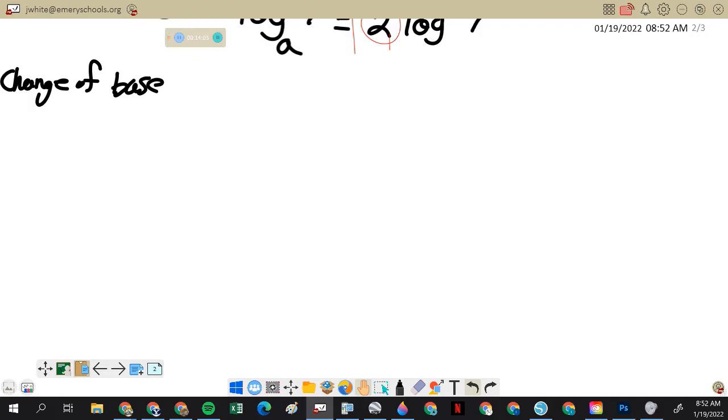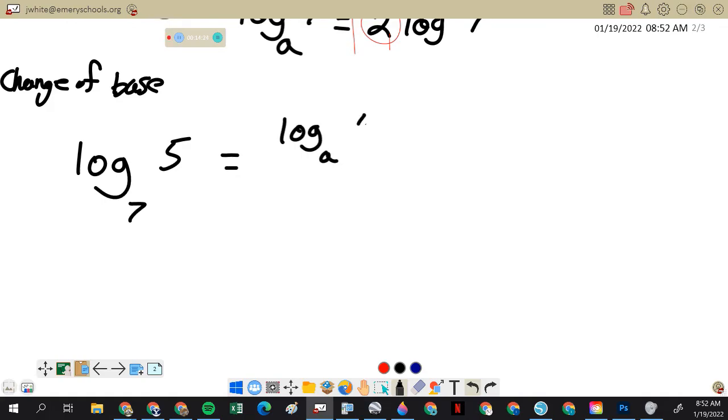So the change of base formula says if you have log base 7 of 5, and that's going to be some irrational number, that is exactly the same as log base a of 5 divided by the log base a of 7.